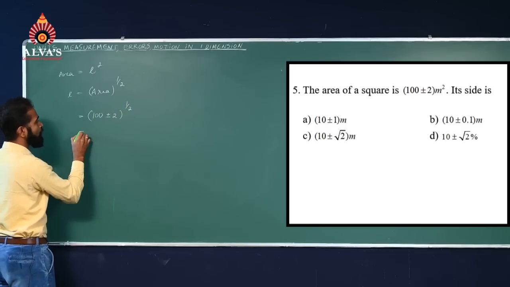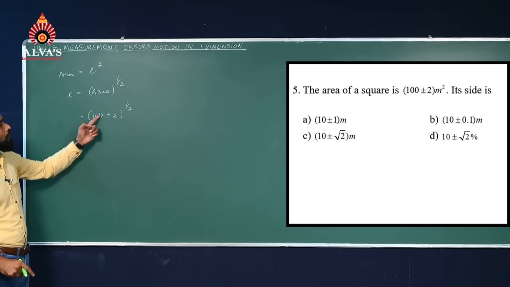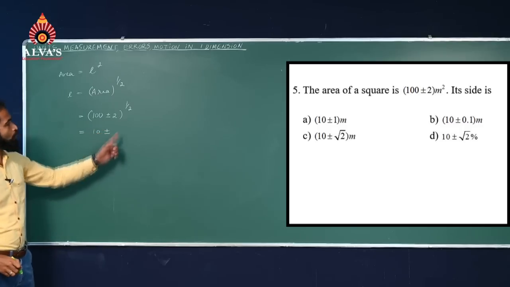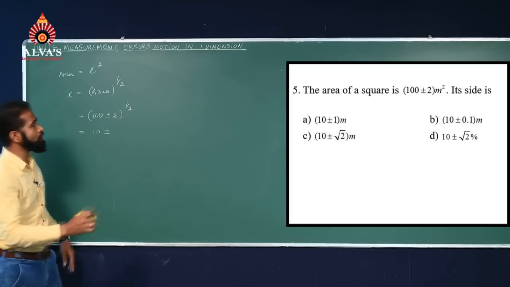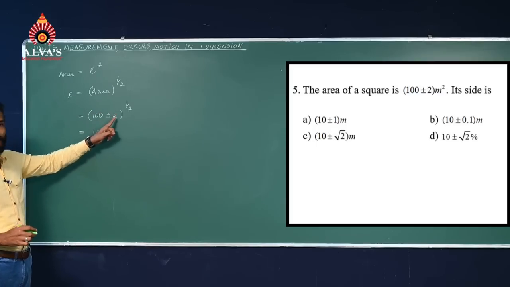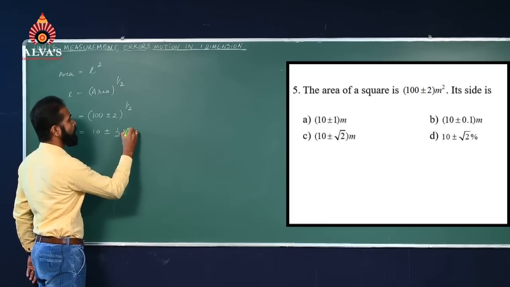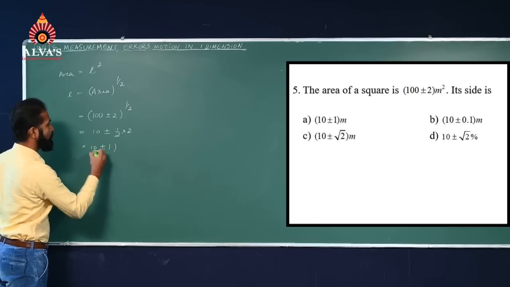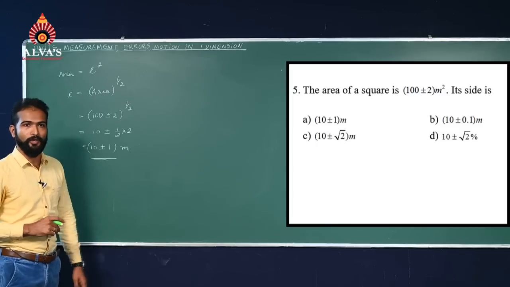We need to be very careful while calculating the errors here. Here 100 is the physical quantity. Directly you can take the square root of 100, which gives you 10 plus or minus, and 2 is the error. Whenever we have to calculate errors, we have to use the power rule that I just explained in the previous question. So that becomes half times 2, which will become 10 plus or minus 1. And the unit is given as meters. So that will be option number 1.